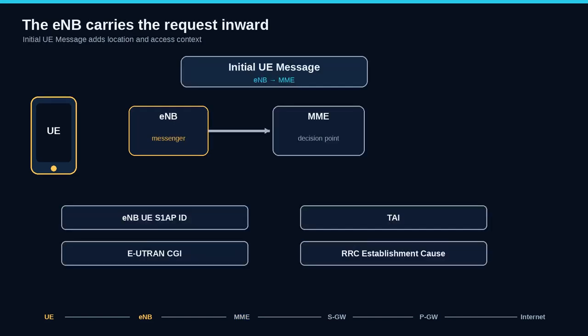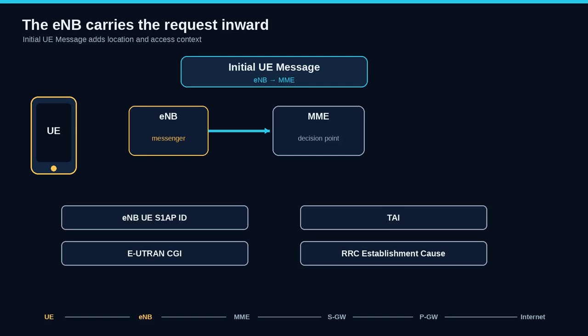The service request now reaches the ENB, but the ENB is not the final decision maker for restoring core network contexts. Its job is to carry the request inward. It does that with an initial UE message sent from the ENB to the MME. The word initial can be misleading. It does not mean the device is registering for the first time. It means this is the ENB's initial message for this newly reestablished signaling exchange.